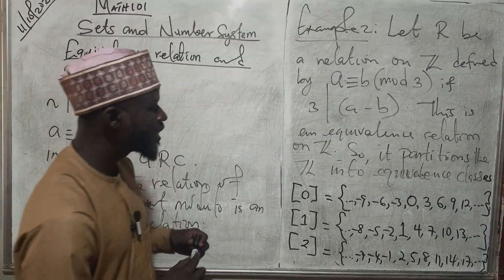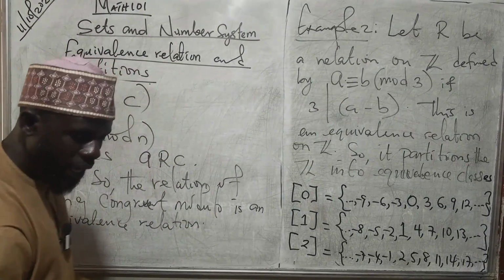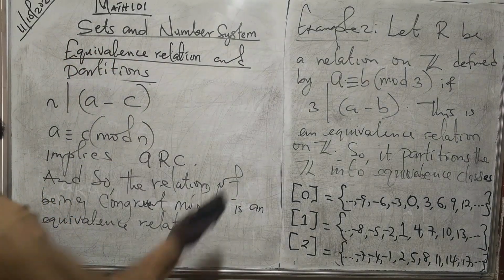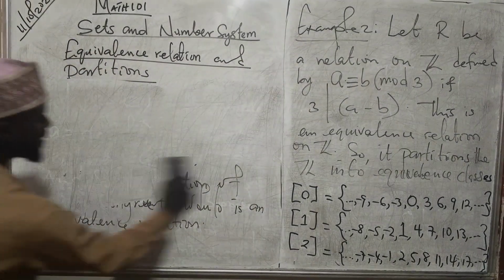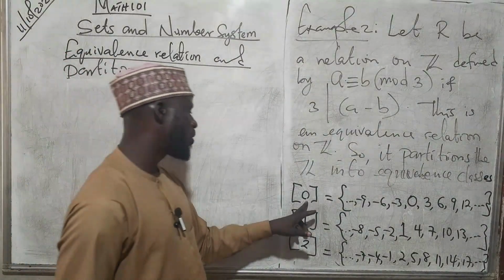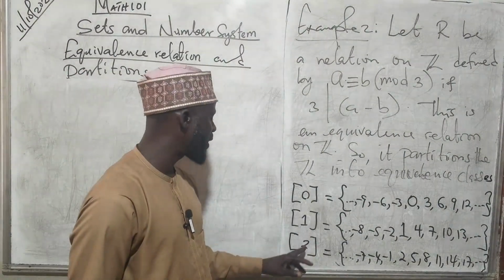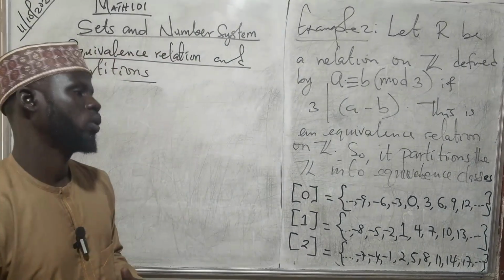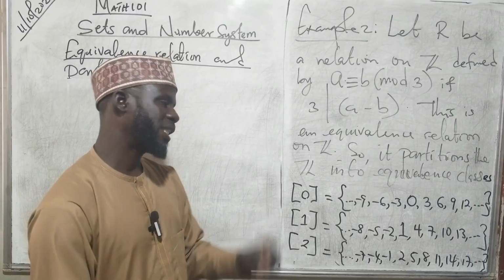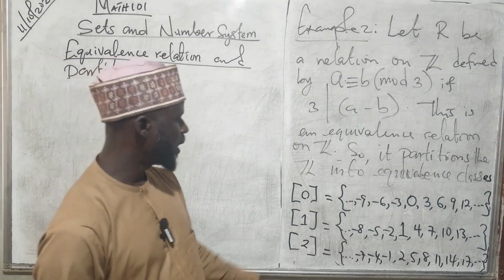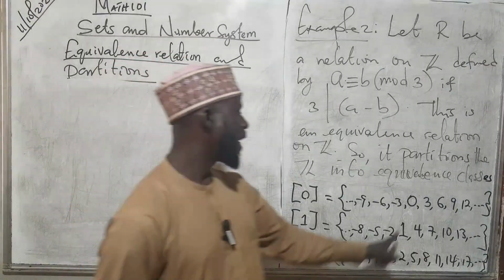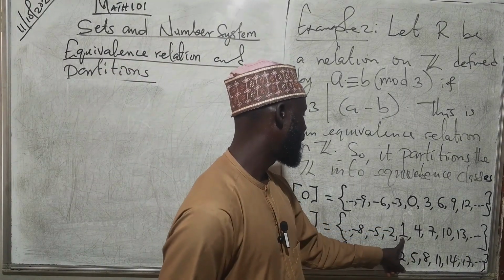So you see that this equivalence relation actually partitions the set of integers into equivalence classes. These equivalence classes are the equivalence class of 0, equivalence class of 1, equivalence class of 2. So if you want to understand that this is actually a partition of the set of integers, you see that these classes are non-intersecting. Here is 0, here is 1, here is 2.